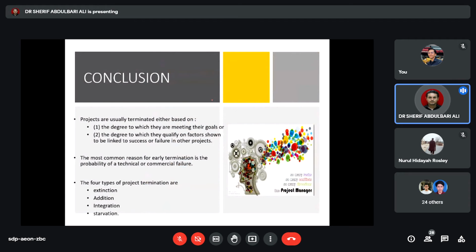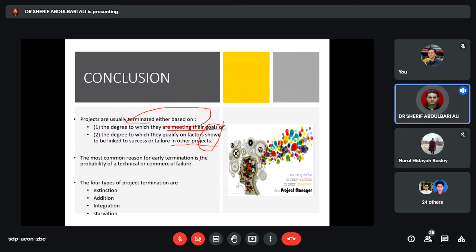As a conclusion for this chapter, you need to know that projects are usually terminated based on the degree to which they are meeting their goals or achievements, and also the degree to which they qualify on factors shown to be linked to the success or failure of other projects. Okay, so they are looking for these two criteria for terminating any project.